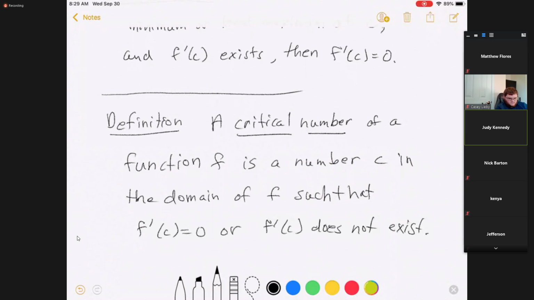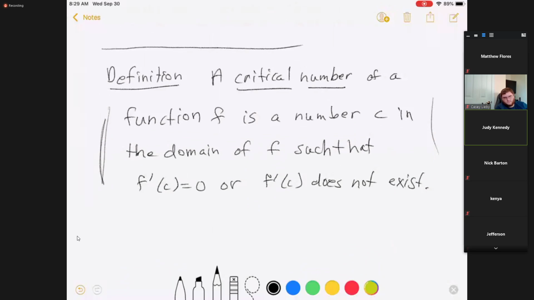Okay. So we're going to use this idea quite a bit. If we want to find the absolute maximum and absolute minimum of a function on a closed interval, we're going to need to find the critical numbers in that interval, because those are possible places where the maximum and minimum can occur.